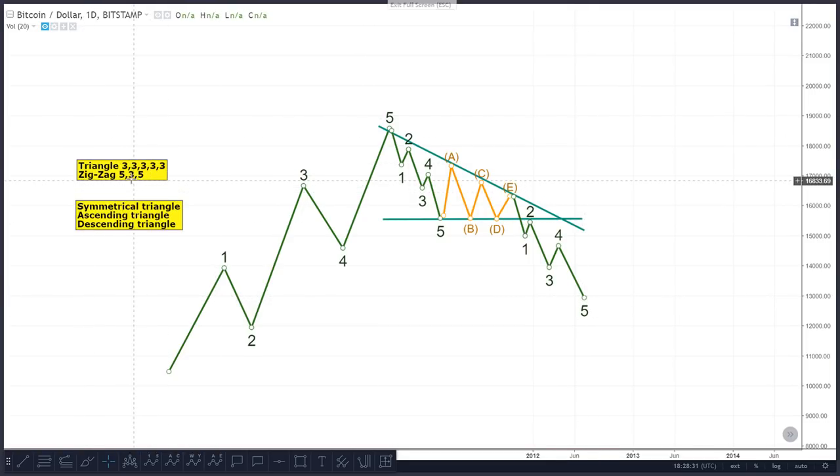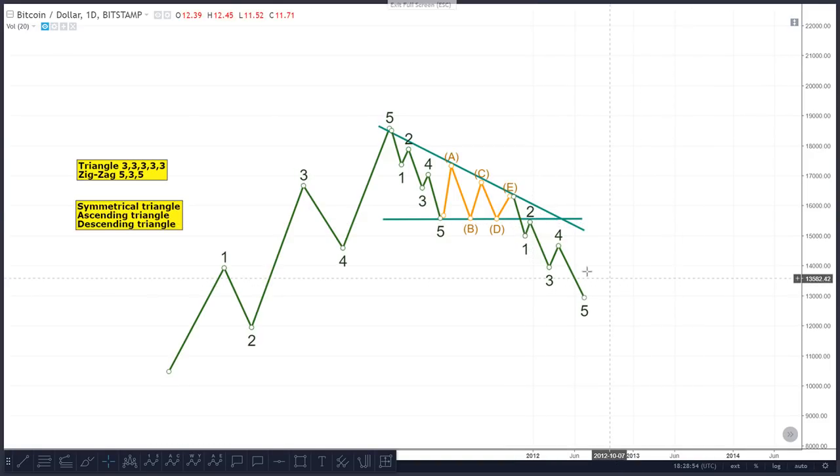So zigzags, as I say, they're 5, 3, 5, but basically what it means is when we say 3 for the wave B, it basically means it's a corrective pattern which includes triangles. So that's a little bit misleading. It is actually a 5, 5, 5 here, but we still call it a zigzag pattern.